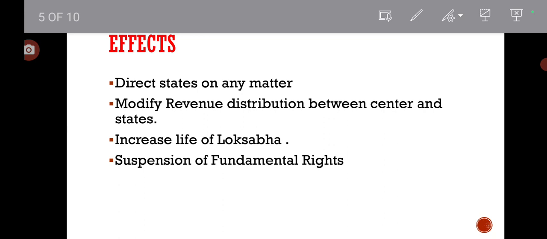The president can also suspend by order the right to move to court for the enforcement of fundamental rights, but according to the 44th Constitutional Amendment Act, the president cannot suspend the right to move to court for the enforcement of fundamental rights under Articles 21 and 20.